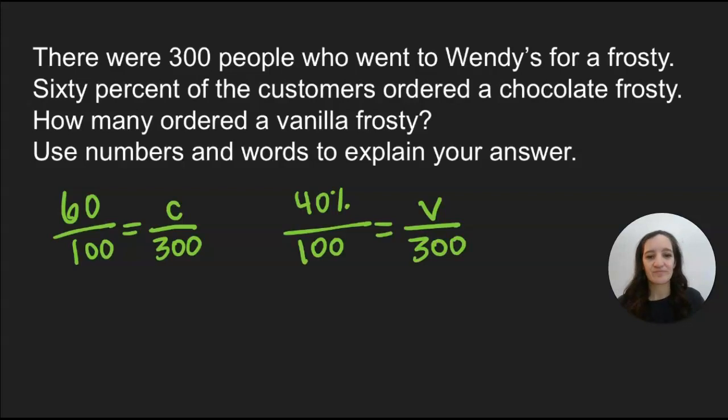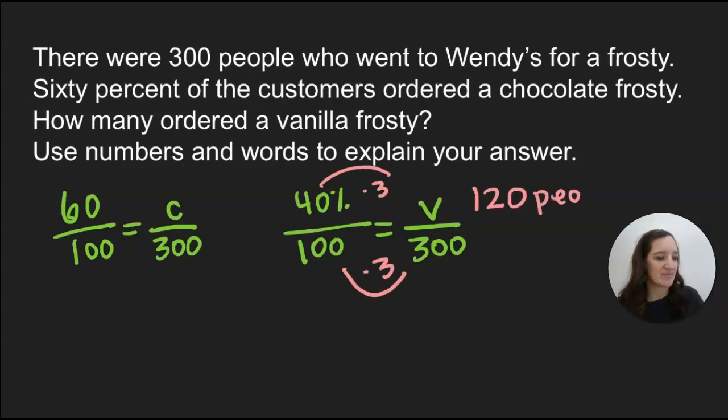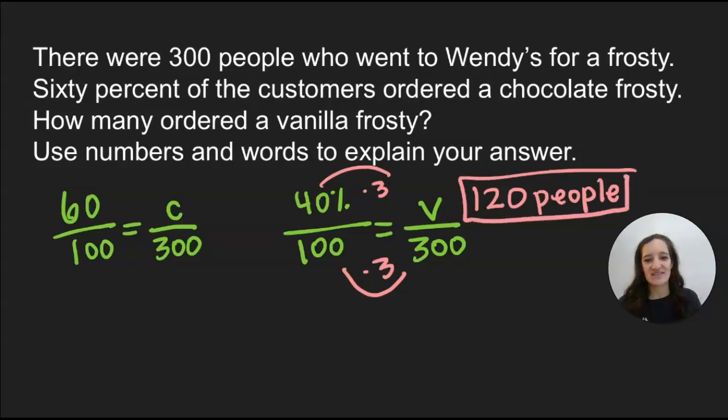So let's times that by 3 and get 120 people ordered a vanilla Frosty.